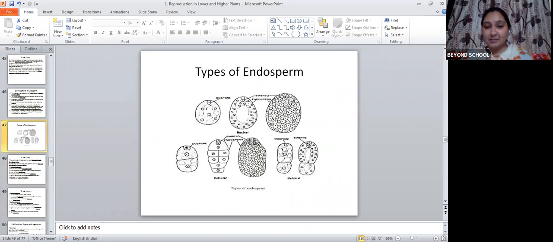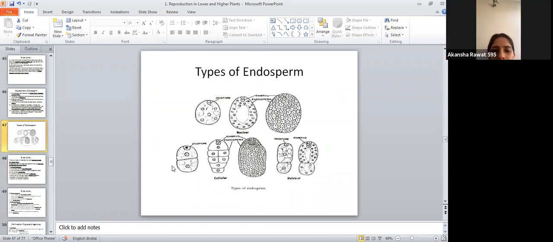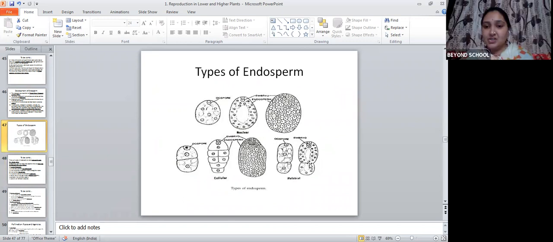So the same diagram I showed you. These three diagrams which you are observing are of nuclear, and these two are of cellular.